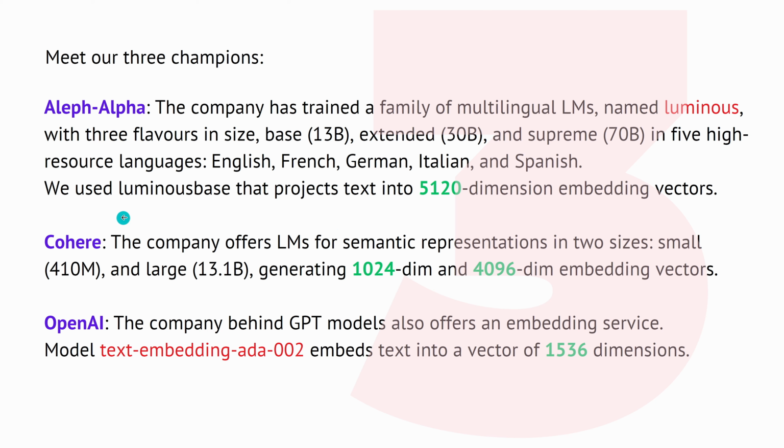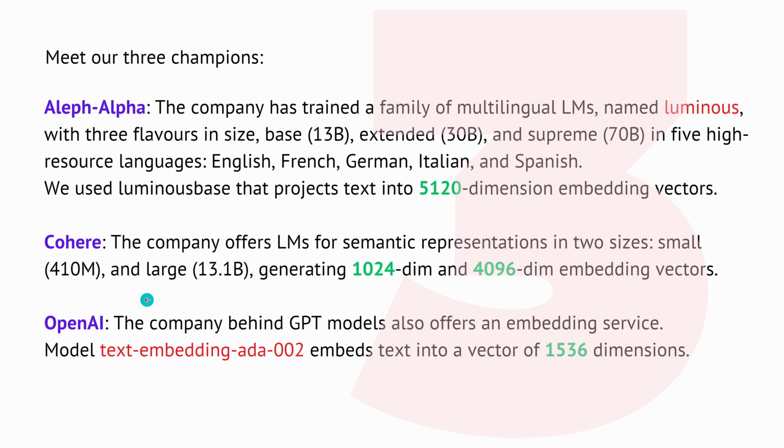The second company is Cohere. This company also offers language models for semantic representation. They have a small model and a large model. The largest has 13.1 billion free trainable parameters, and they have 1024 dimensional or 4096 dimensional embedding vectors. And you ask, is there a relation between the size of the vector space and performance? It will turn out, not really.